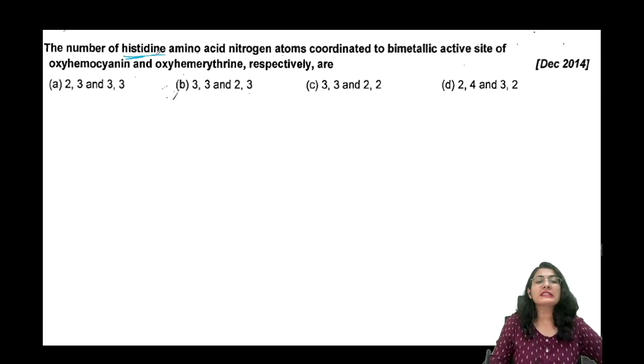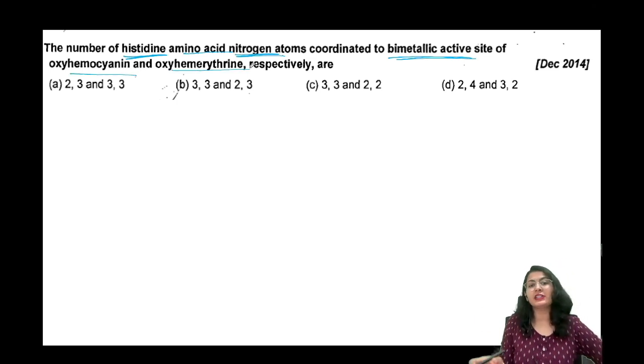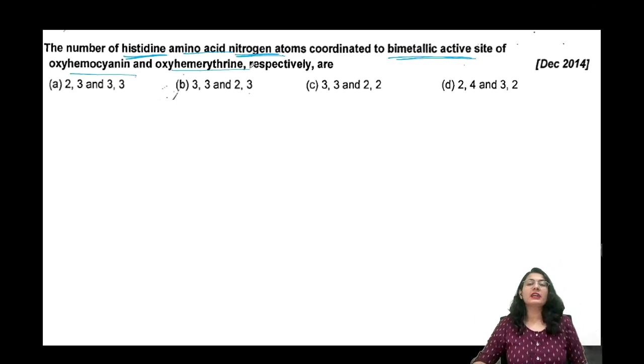The number of histidine amino acid nitrogen atoms coordinated to the bimetallic active site of oxyhemocyanin and oxyhemerythrin respectively are. That is, just see the options, how they are being asked. It's very simple. Try it out.